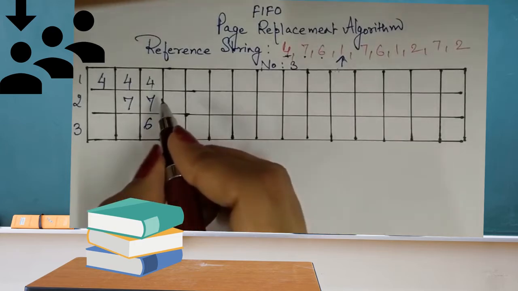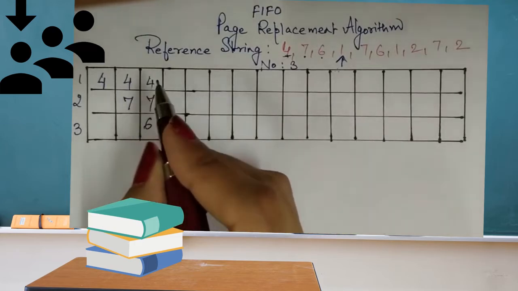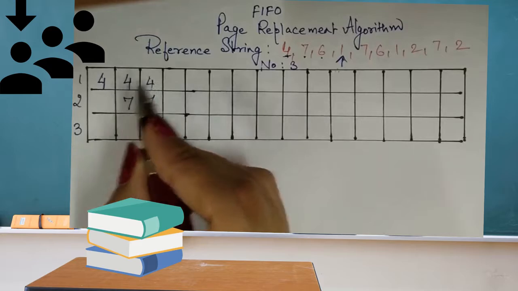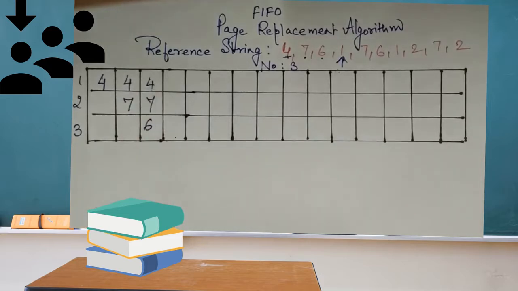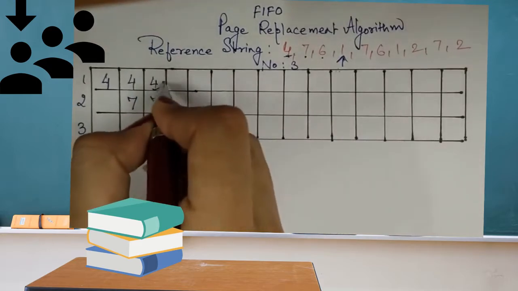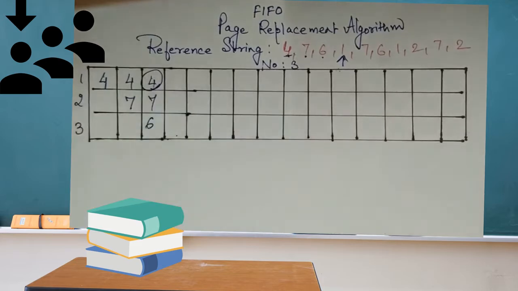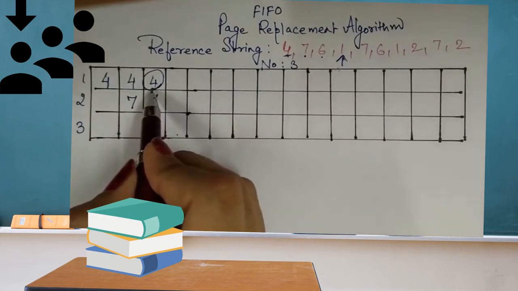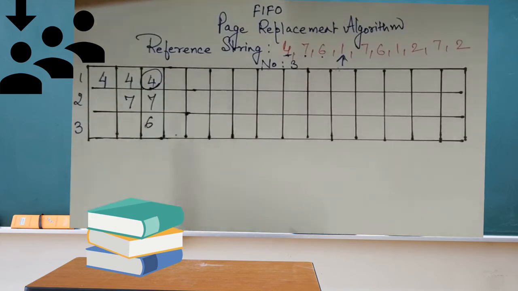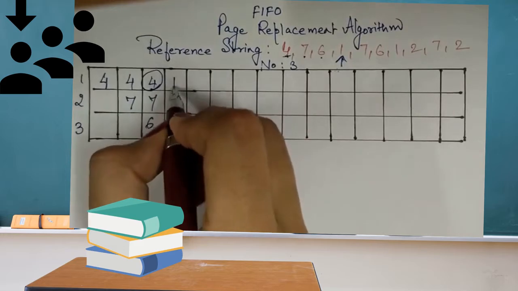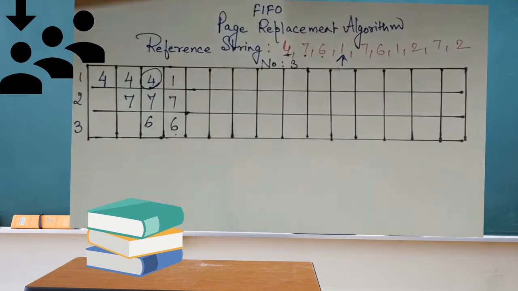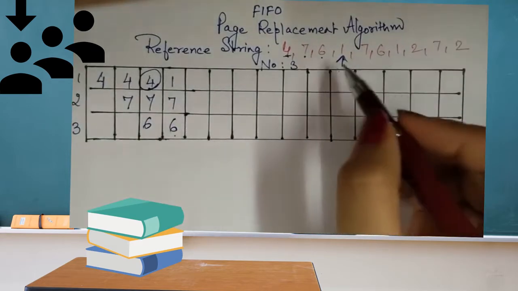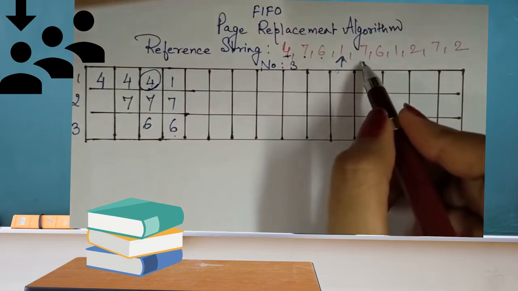So we'll see which page was the one that was brought into my memory first. It is clearly seen that 4 was the page that was brought into the memory first. So we'll first mark the page that has to be replaced, and then we'll replace the frame. So we have traversed till here.